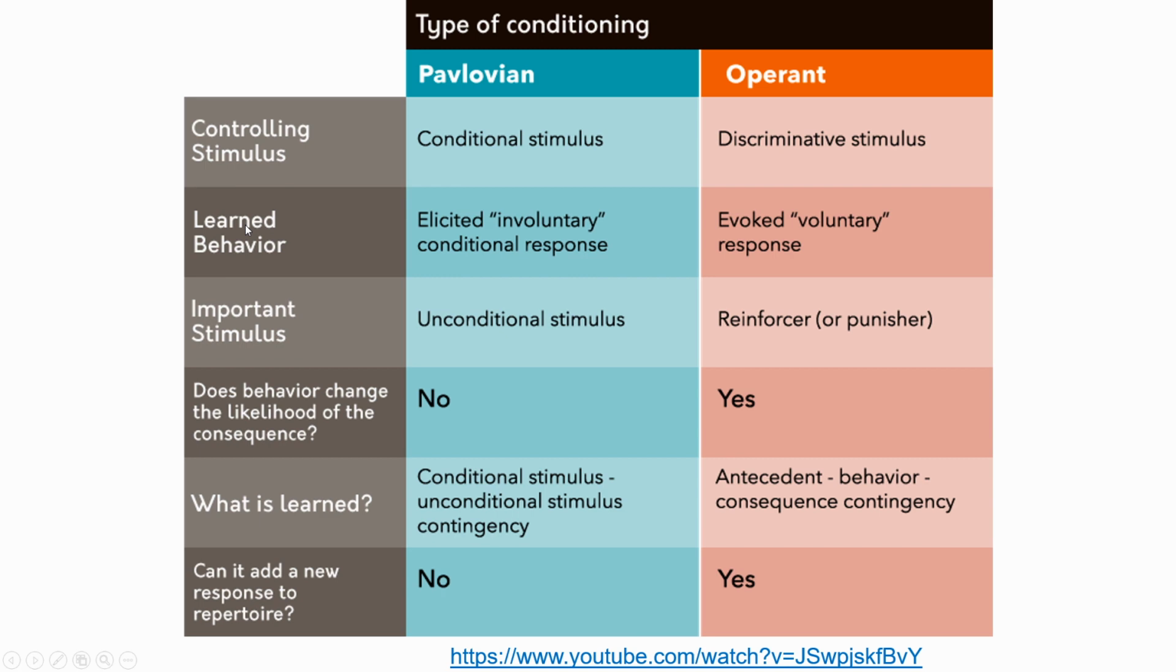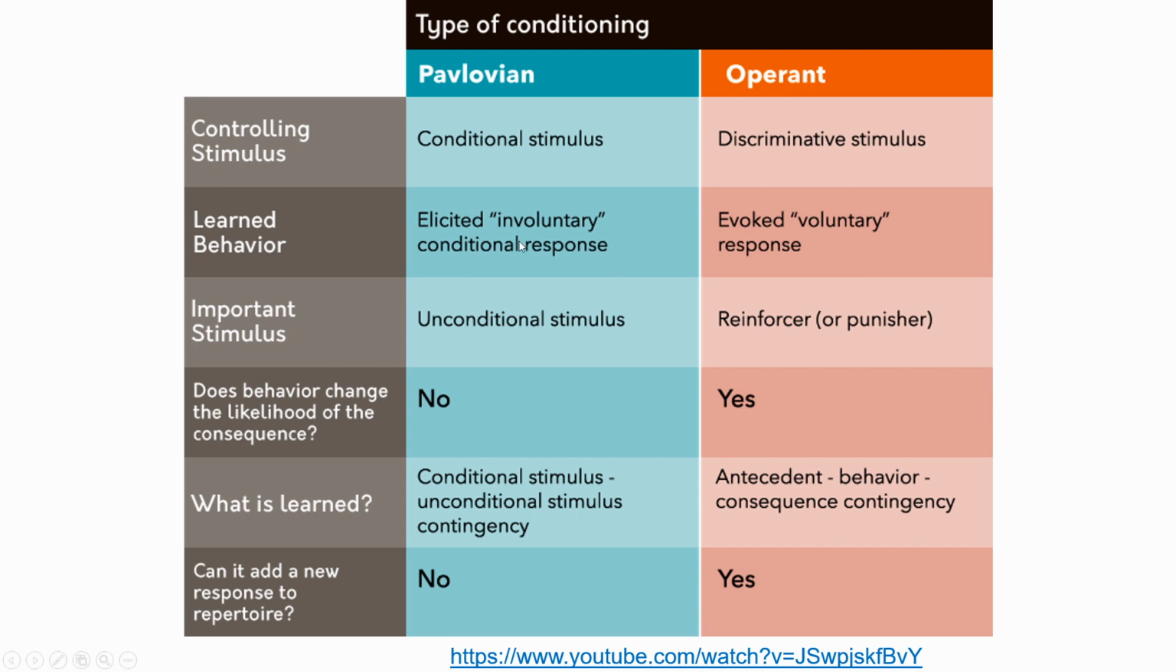When we look at our learned behavior in classical or Pavlovian conditioning, this is an involuntary conditional response that's being elicited. This is a behavior that's occurring without intention. It's not something that we're doing or choosing to do. A dog doesn't choose to salivate when they have food. It's something that's going to happen automatically. Whereas for operant conditioning, that learned behavior is something that is evoked, something that is voluntary. It's not happening without their control. They are making a response.